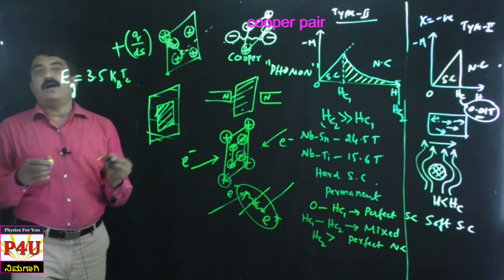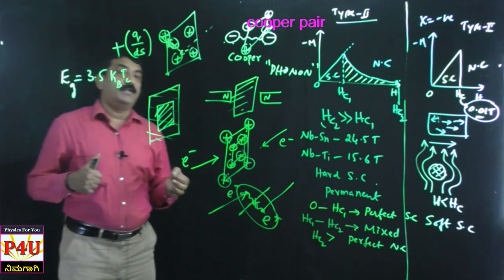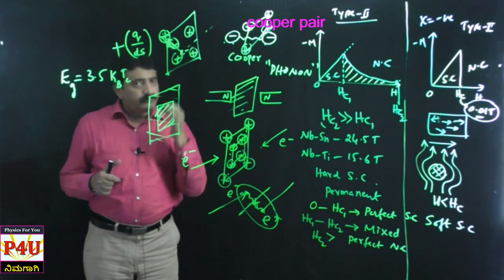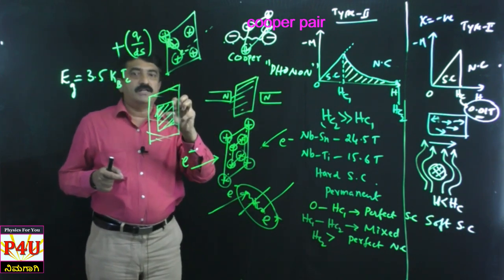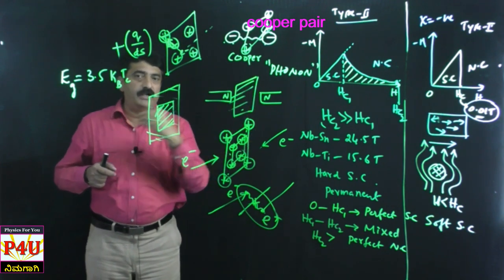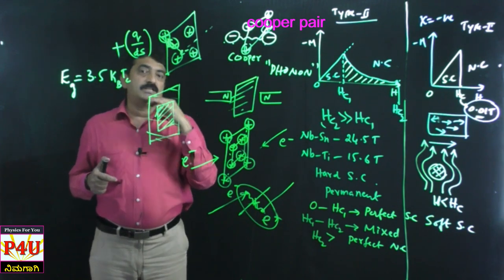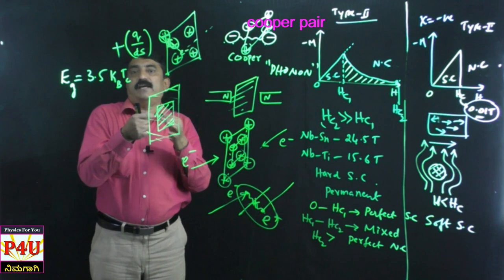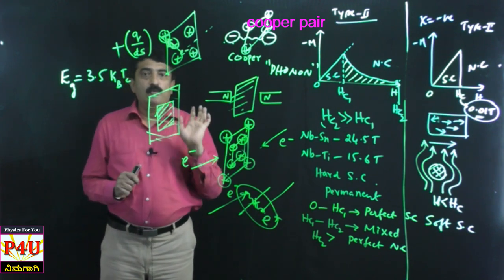Sir, why is this not happening at higher temperature? At normal temperature, the electron pulls the positive charges, but thermal energy will push the electron forward, it cannot stay there. So that is the reason why at normal or higher temperatures, electrons cannot form their pair. Okay, so this is one point regarding the Cooper pair.